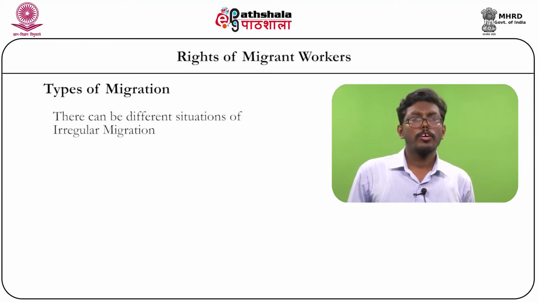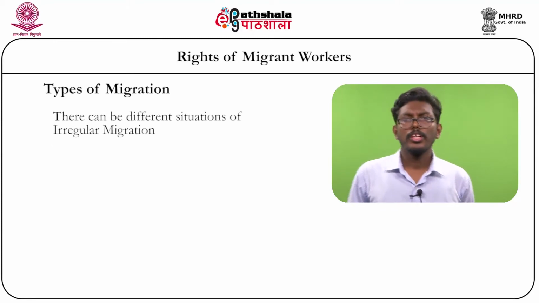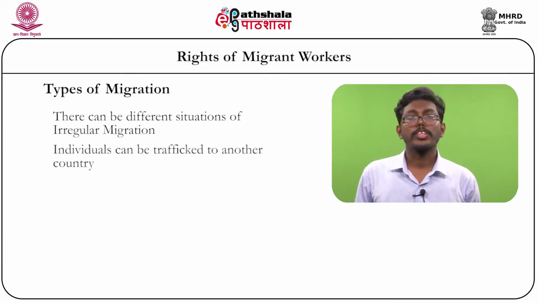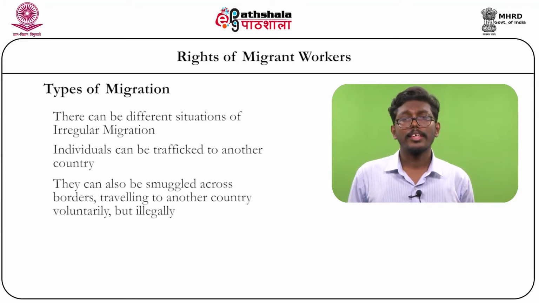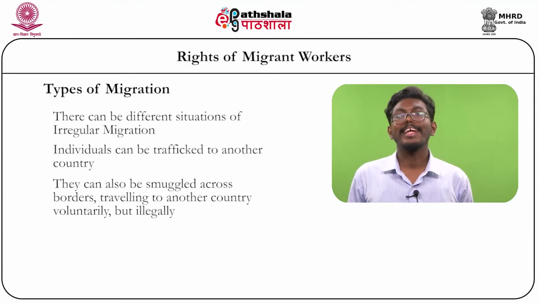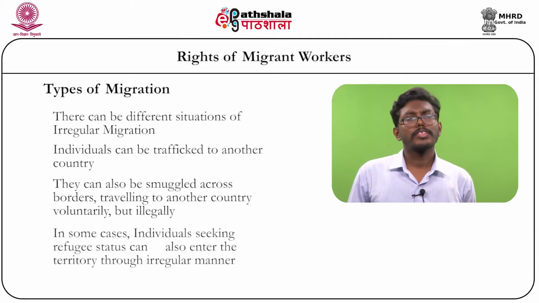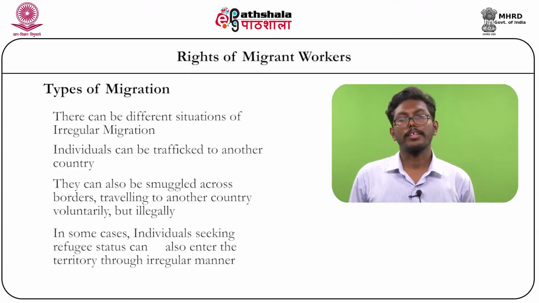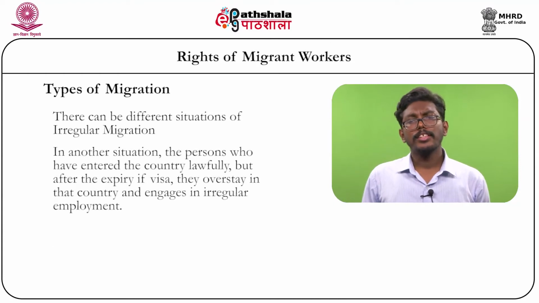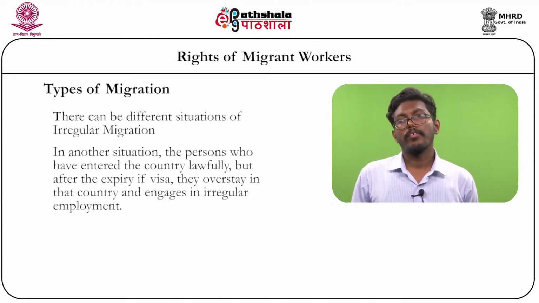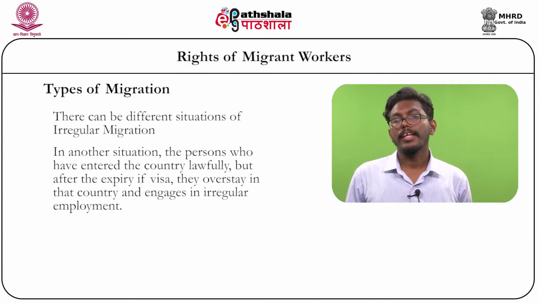Now, there can be different situations of irregular migration. The first one can be individuals who are trafficked to another country. Then they can also be smuggled across borders, traveling to another country voluntarily but through illegal channels. In some cases, individuals seeking refugee status can also enter the territory in an irregular manner, and they later attain migrant labor status, but irregular. In another situation, persons who have entered the country lawfully, after the expiry of their visa, overstay in that country and engage in irregular employment.